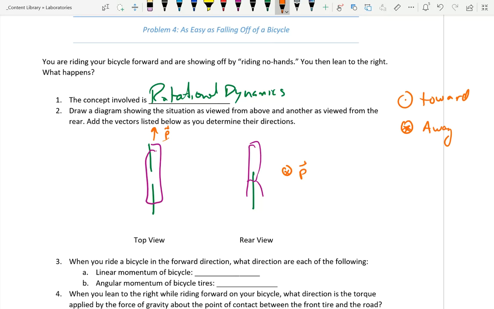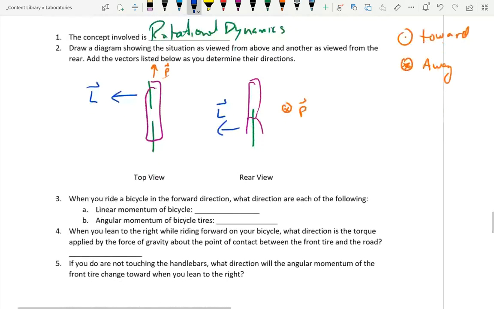Angular momentum is pointing to the right or the left. So in my picture, notice I was clear about the top view here and the rear view. What's the symbol for angular momentum? No, w is the angular velocity. I is the moment of inertia. L. So I'm going to have L pointing to the left, which I can indicate on both of them. So I've got 3 answered.